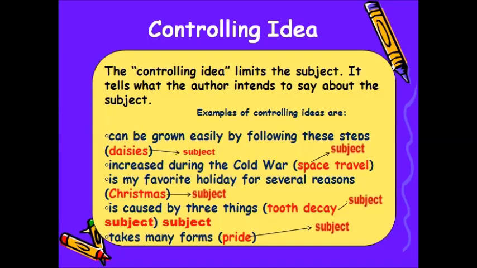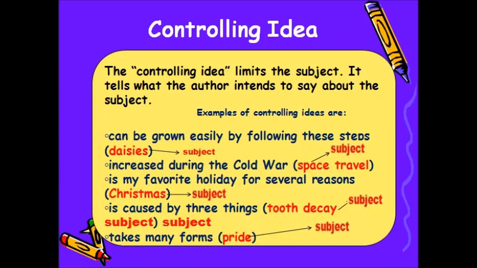Another sentence we can say is that Christmas is my favorite holiday for several reasons. So the extension of Christmas is limited to this sentence. Another one is tooth decay. For example, we can say tooth decay is caused by three things. So tooth decay is limited to the three things. Another one is pride. Pride takes many forms. So these forms limit the pride.